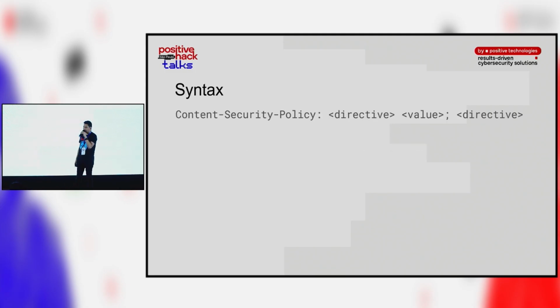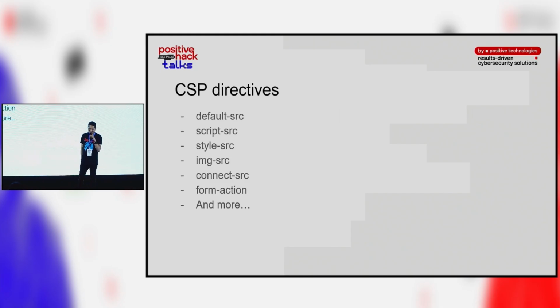And the syntax looks like this. We have the name of the header, of course, then a colon, and then the header can have several directives, and each directive is separated by a semicolon, and each directive can have values that are separated by a space. We have some common directives, like default-src, which allows us to define default values for some of the other directives. We have the script-src directive, which allows us to control which sources can be used as scripts, style-src, which sources can be used as styles, and so on.